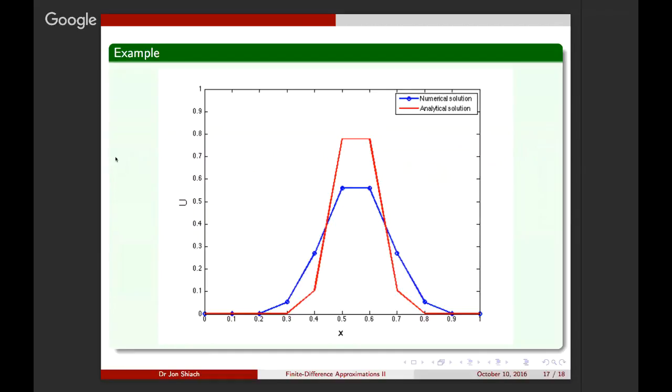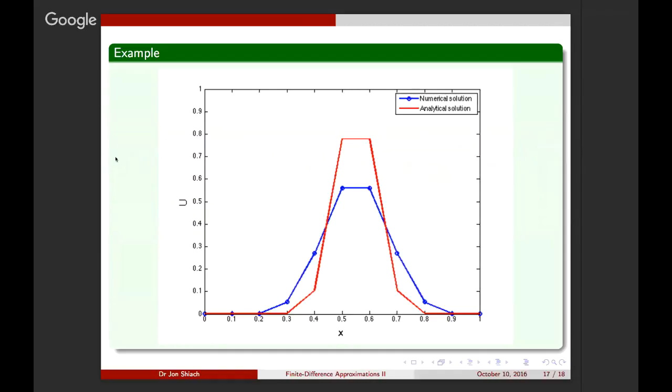So we've chosen quite a small number of points here. We've only chosen 10. So this should be a nice smooth bell-shaped curve, but it isn't. The red is the analytical solution. I mentioned the advection equation has an analytical solution. That blue line is our solution after 3 time steps. So you can see there's a fair bit of difference between the red and blue.